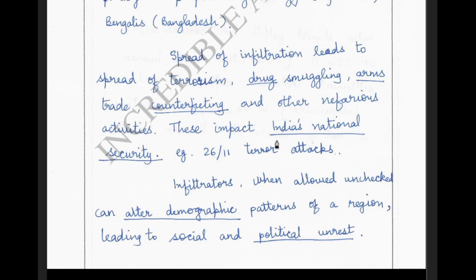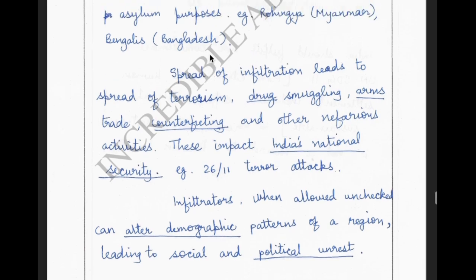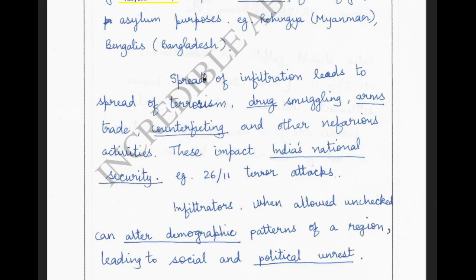Why do most people score out of 20 only 3 or 2 marks? Because they don't write to the topic of the essay. That is why they don't score marks. People have the content. Any good candidate who has studied at least for a few months will know these points. Everyone knows these points, that spread of terrorism, drug smuggling, arms trade, counterfeiting. Okay, FICN, you know this. But these impact national security.